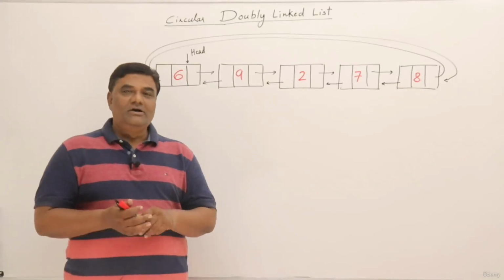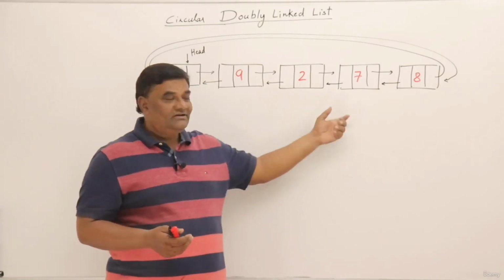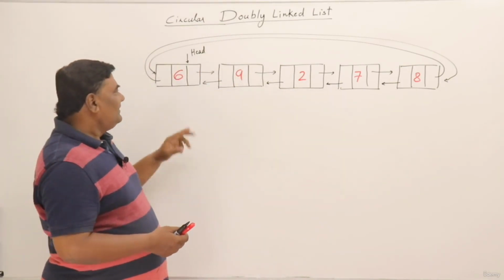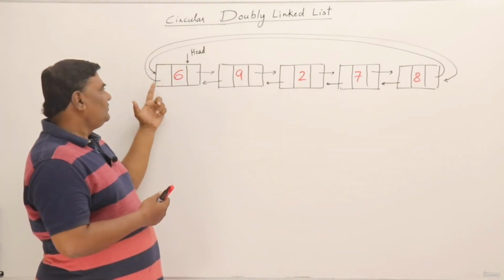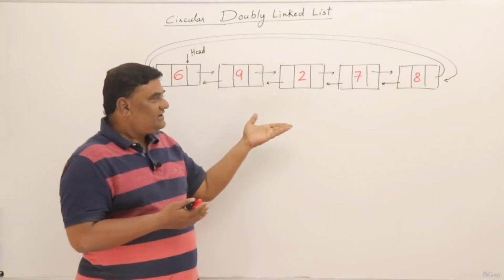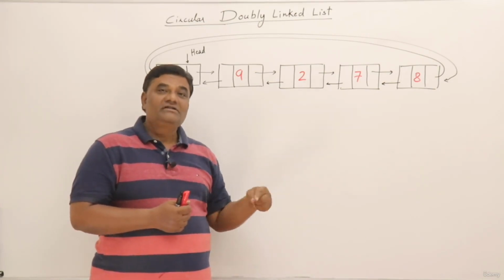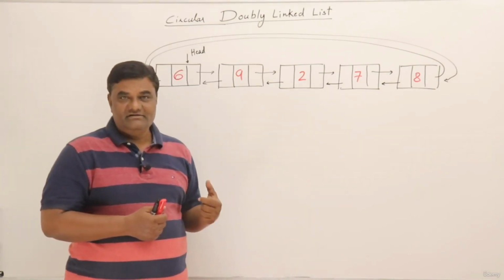In this video, we'll learn about circular doubly linked list. This is a doubly linked list and also it is circular. That is, the first node or head node is pointing to the last node, or the last node is pointing to the first node. So these are a collection of doubly linked nodes which are circularly connected.